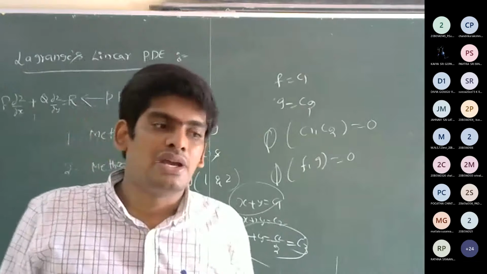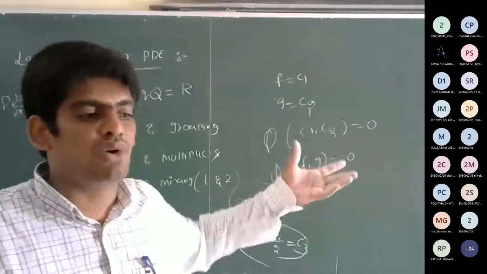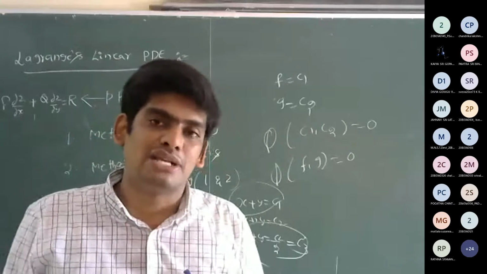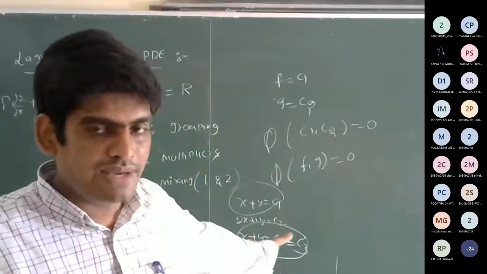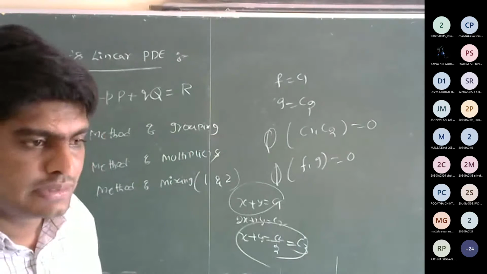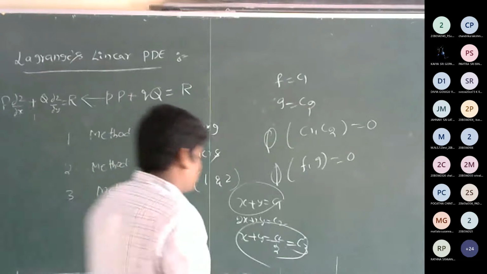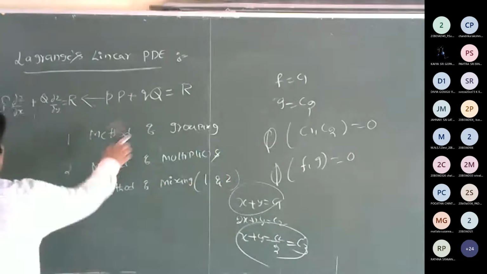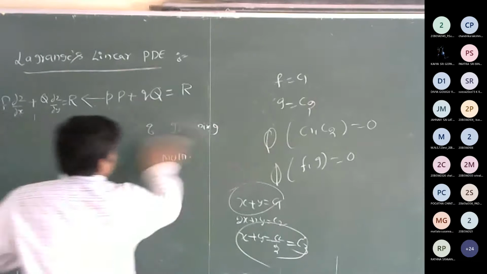Up to this, if it is clear, then I will go to the working procedure of the Lagrange's multipliers method. Up to this, is it clear to everybody? Yes, sir. So if we just listen, we will note down very clearly also, that is not a problem, right? Just listen.